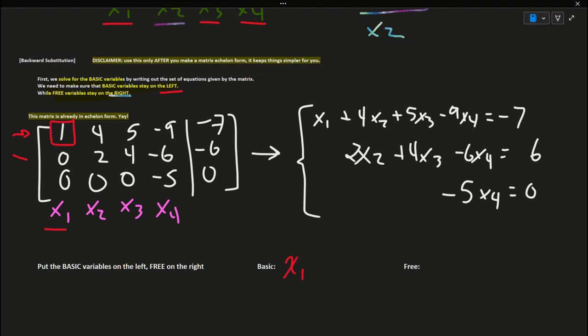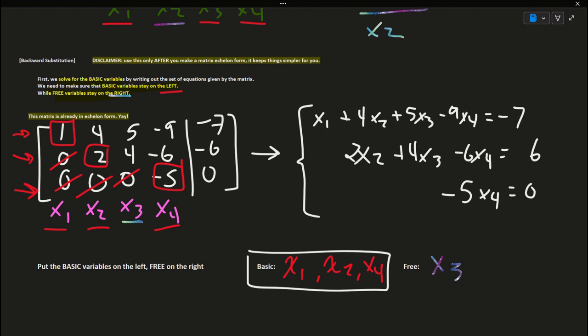In the first row, it's just the number 1. In the second row, it's the next leading entry, so it's the 2. And in the last row, it's the only entry available, which is the -5 on the right. Now that we have all of our pivots, the only free variable that's left is x3. So now we have our basic and our free variables.